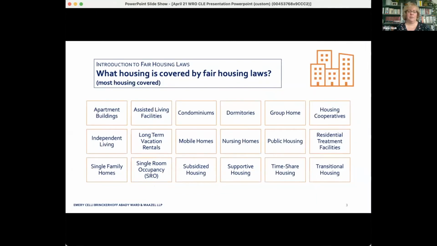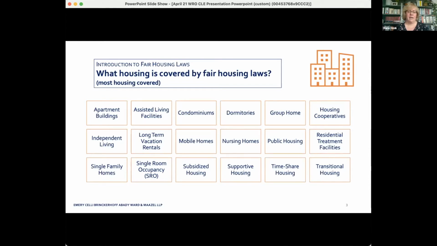So the next slide provides a list just of the wide variety of housing then that's covered by the federal and state laws, ranging from what we think of as apartment buildings and condominiums, but also to residential treatment facilities, transitional housing for individuals who are homeless, long-term vacation rentals, nursing homes, and assisted living. So the definition is extremely broad, but as lawyers, we of course have to figure out which statute covers that particular situation we're looking into.